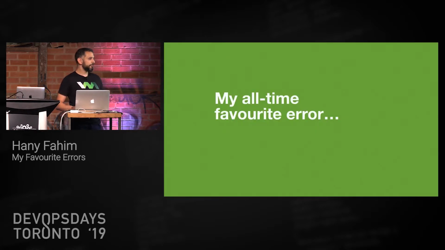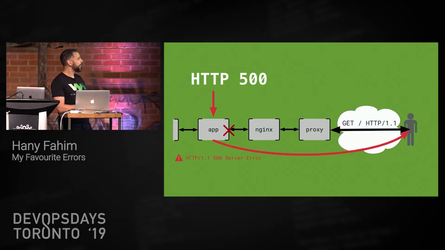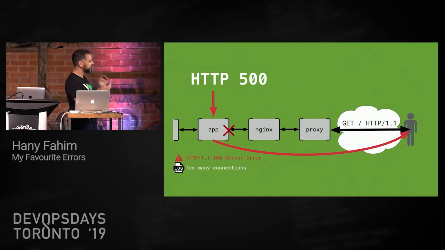So I talked about all of my least favorites. My favorite all-time errors are 500 errors. I love 500 errors. Why? Because they always come from the app server. And not only do they come from the app server, there's probably some useful associated error in the logs, like too many connections. That is a database error. Go check your database server to figure out what's going on.